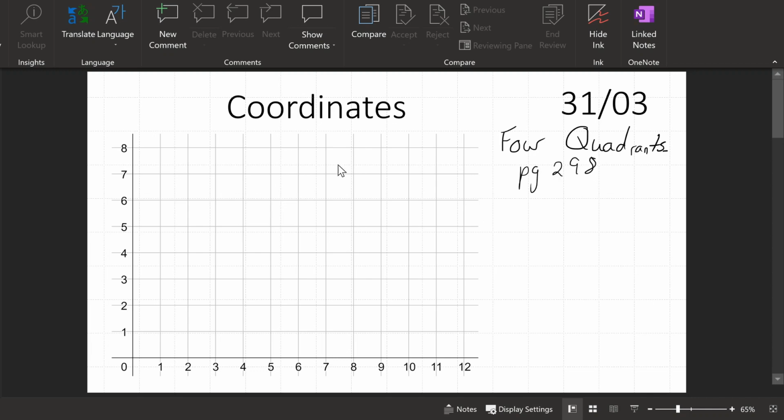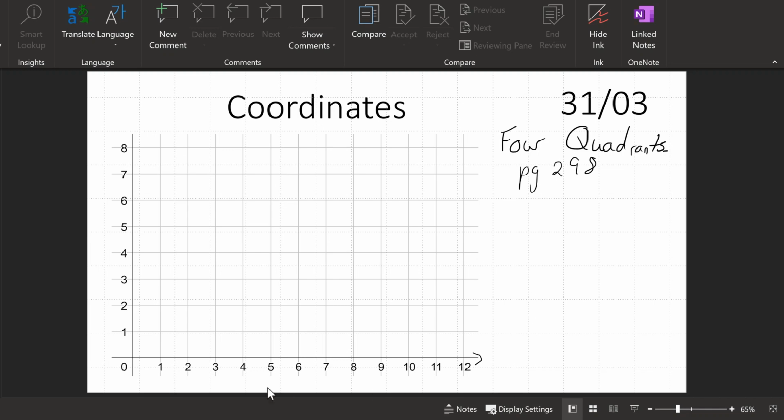Okay, so the description there in the book is on page 298. And so far, we've just been looking at points along the grid. So you'll notice that this is positive and a positive. But let's actually just think in terms of the number line. So we can see that the x-axis here, that's a number line, isn't it? Going from 0 to 12.